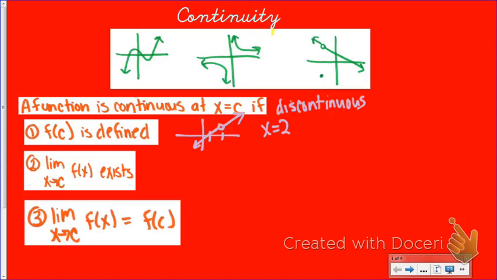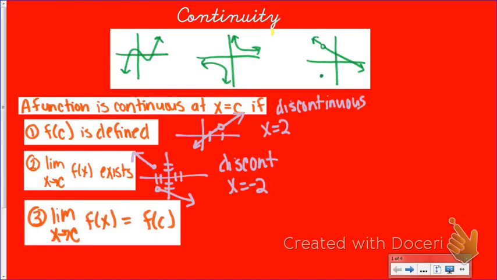All right, the next one says that the limit as x approaches c of that function has to exist. Okay, so let's say I had a function that looked like this. Alright, so if you look at this function, it's defined at the value x equals -2, but the limit does not exist at x equals -2. So this function is also discontinuous when x equals -2, and it's for a different reason.